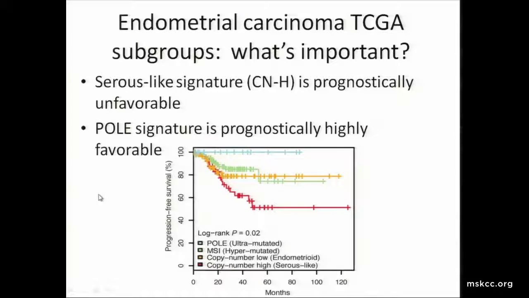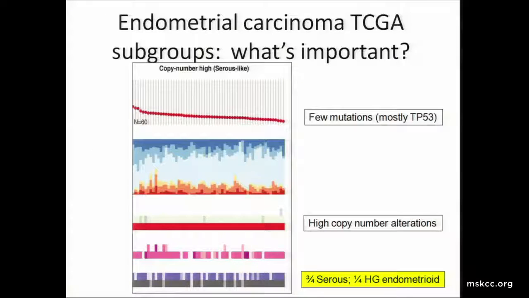Well, at low power examination, from a forest through the trees kind of perspective, the serous-like signature is prognostically unfavorable, and the POLE signature is prognostically highly favorable. But there's a lot more detail regarding this that I want to cover with you.